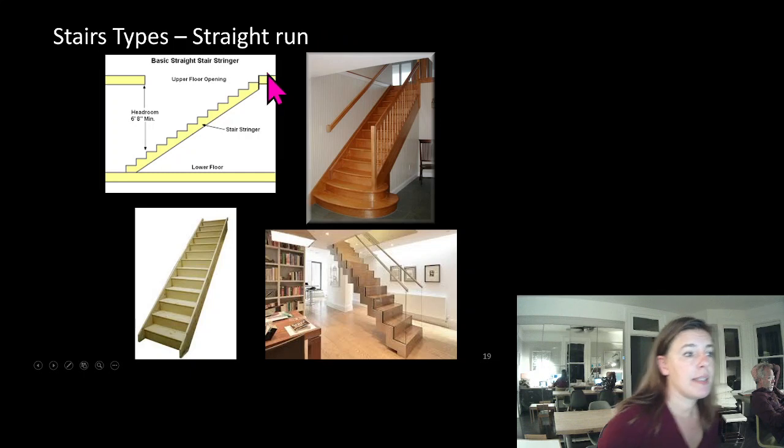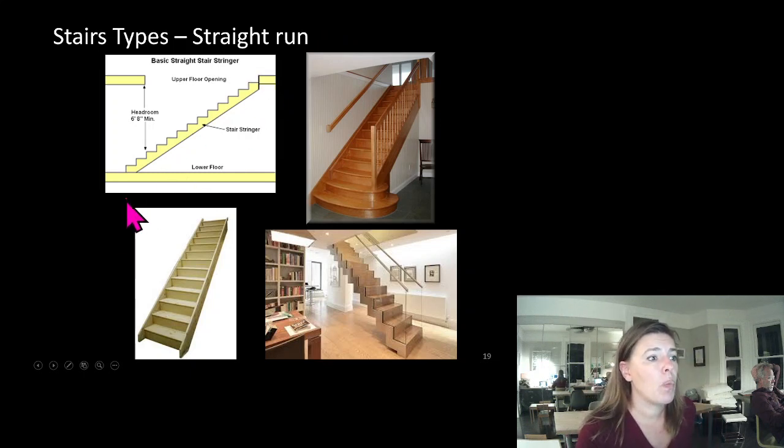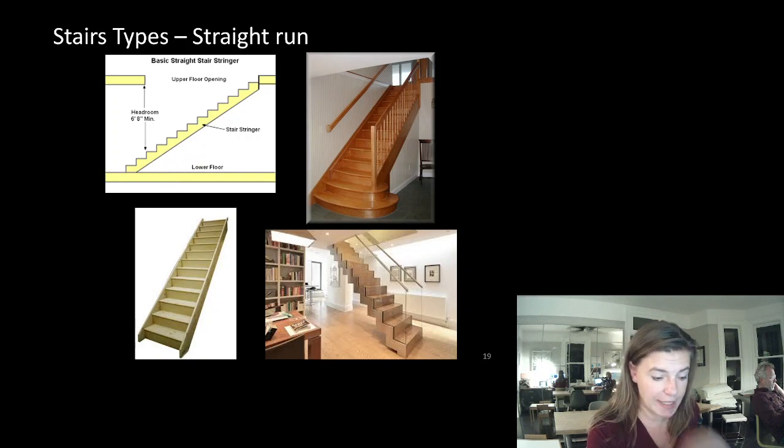So, straight run stair. We start at the top, we go down to the bottom. They can be very basic and plain. They can get a little bit fancy, or they can get very fancy. But for load path, these are very simple. We would have a pin reaction and a roller reaction, and the big thing we're worried about is headroom and meeting our riser and tread dimension criteria, but that's set by the architect.